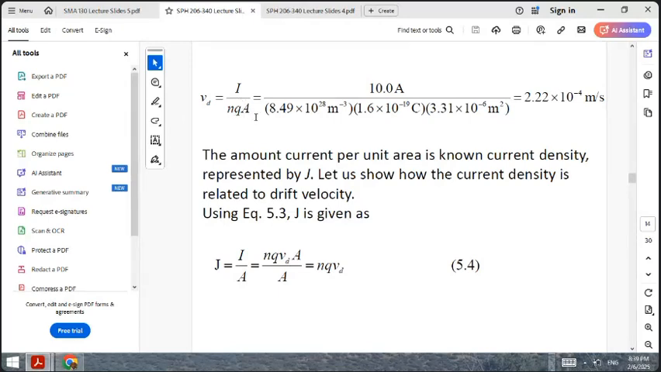Do we know the value of A? Yes, it is this one. Do we know the value of N? 1.6 times 10 raised to power negative 9. Do we know the value of A? Yes, it's here. Therefore, equation 5.3 becomes V equals I divided by NQA.